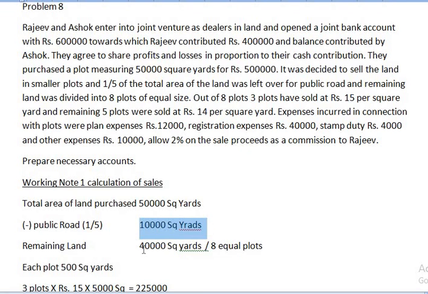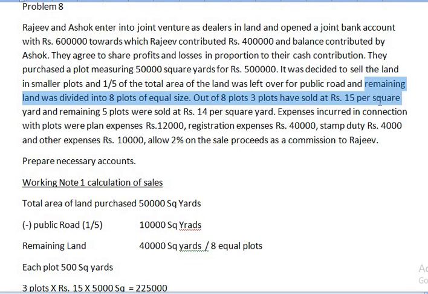So what's the remaining land? Remaining land is 40,000 square yards. Total area is 50,000 square yards; of the 50,000, 10,000 area was left over for public road. The remaining land is 40,000 square yards. Here the remaining land was divided into 8 plots of equal size. So this 40,000 square yards is divided into 8 plots.